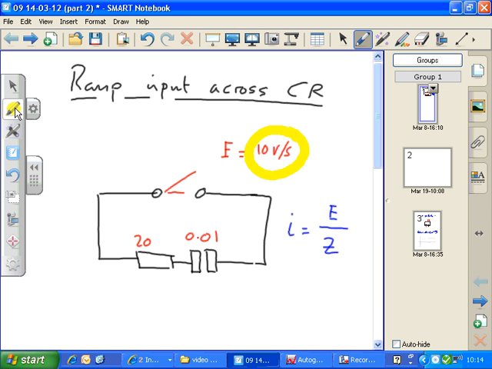Obviously, when you come to your assignment, we can't have the voltage increasing indefinitely, so you're going to reach a limiting value, at which point the voltage will become steady. And that will obviously have an effect on the circuit, which you'll need to consider.